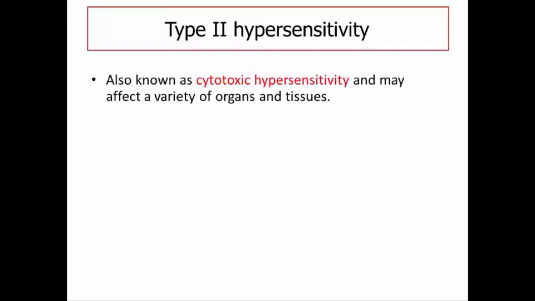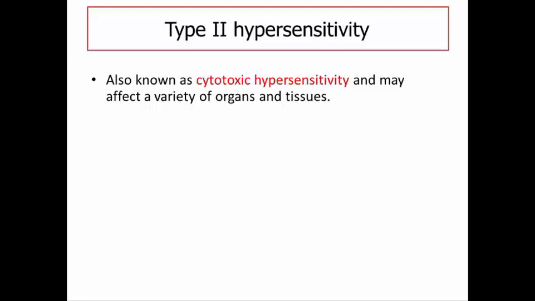We have finished type 1. Let's move to type 2 hypersensitivity. It is termed cytotoxic hypersensitivity, okay? And it may affect a variety of organs and tissues. Type 2 and type 3 are nearly the same regarding the antibodies.